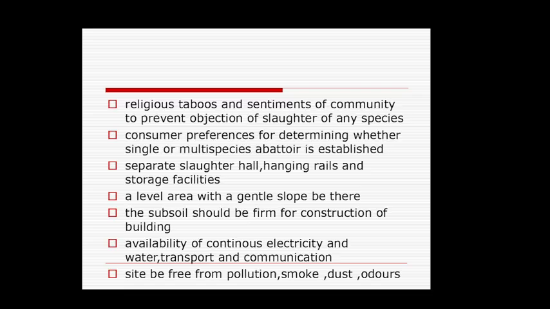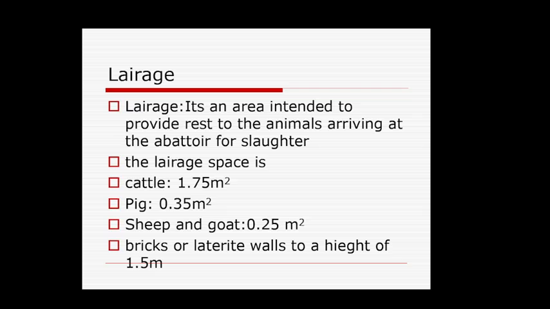Separate slaughter hall, hanging rails, storage facilities, and a level area with a gentle slope should be there. The subsoil should be firm, and there should be availability of continuous electricity, water, transport and communication. The site should be free from pollution, smoke, dust and odors.